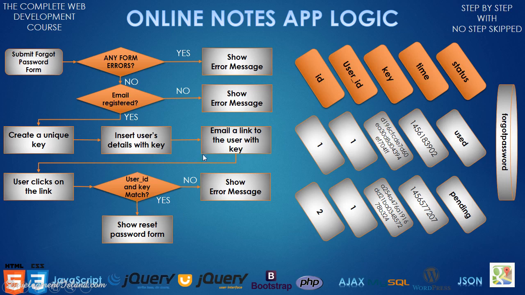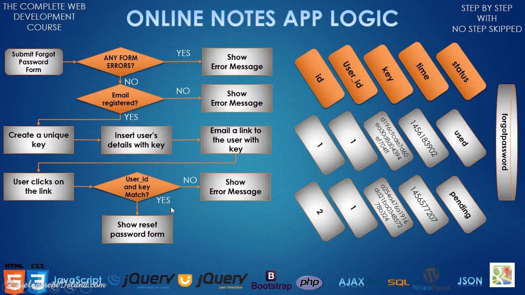Now, we will email a link to our user. So the link is going to have both the key and the user ID. So when the user clicks on that link, they will be redirected to a PHP file. So that PHP file is going to look for a combination of that user ID and key in our forgot password table. So if we find that combination, then we will show the reset password form to our user.